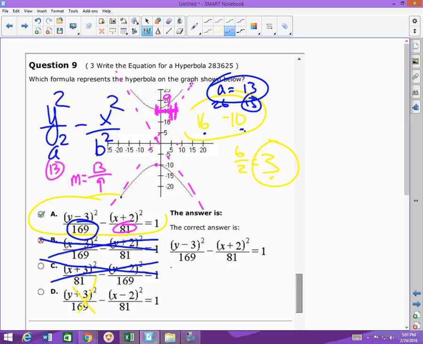But like I said, that's kind of tough to tell, and you really don't need to know any of those other things once you figure out that the center is up 3. And because it's up 3, it has to be y minus 3, and that's why you can eliminate a couple of those options.